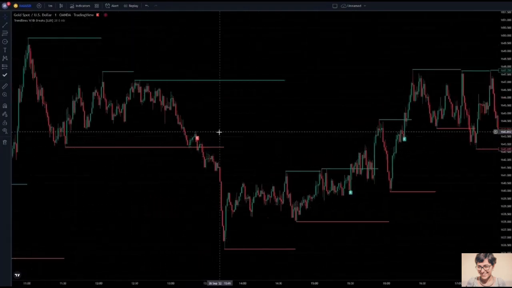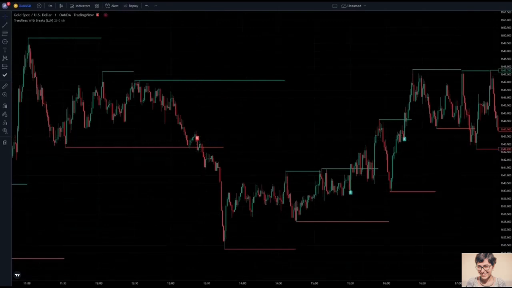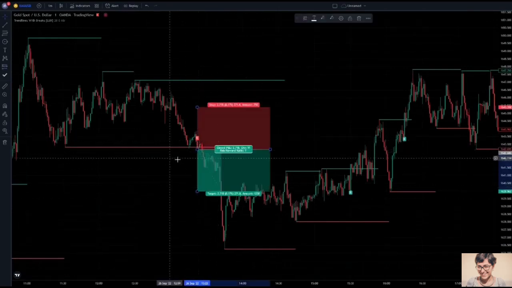I show the exit point by drawing a vertical line. I exit the trade exactly on this candlestick. See, we exit the trade at the best point.